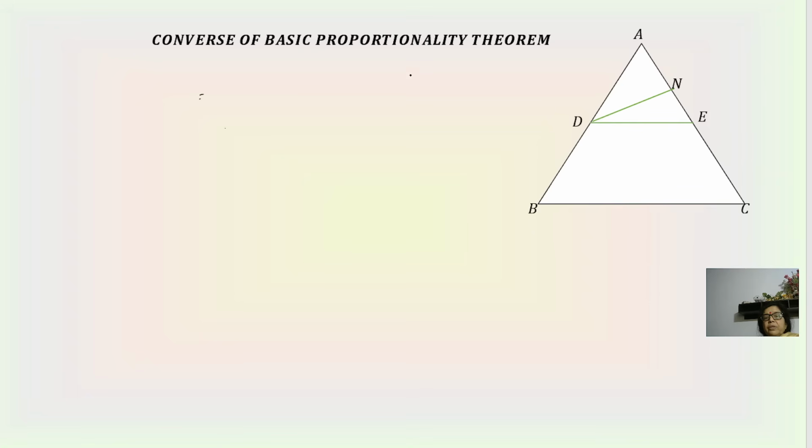In order to prove the converse of basic proportionality theorem, we'll be drawing another straight line over here, that is DN. We'll assume that if DE is not parallel, let us draw another line DN, and DN is parallel to BC. If DN is parallel to BC, then in that case, AD by DB is equal to AN by NC. This is by the original statement of basic proportionality theorem.